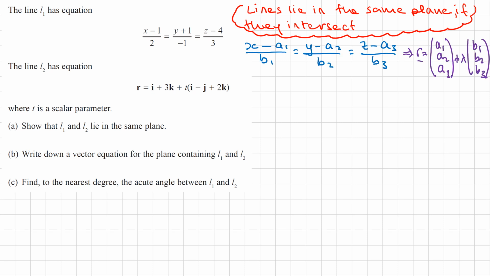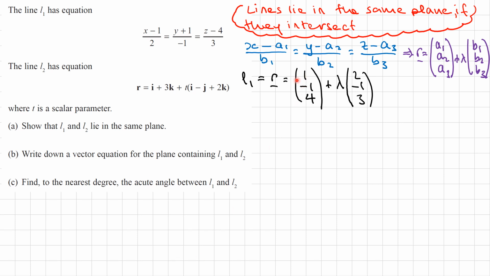Now, when we have the equation of a line written in this form here, then we can change it to vector form by picking out these values of a1, a2, a3, b1, b2, and b3. So we can write the equation of L1 as r is equal to, now this is the form it needs to be in, minus the number. So that means that the first value for a1 is going to be 1, a2 is going to be negative 1, and a3 is going to be 4, plus lambda or any scalar, and I just pick out the numbers at the bottom, so that's going to be 2, negative 1, and 3.